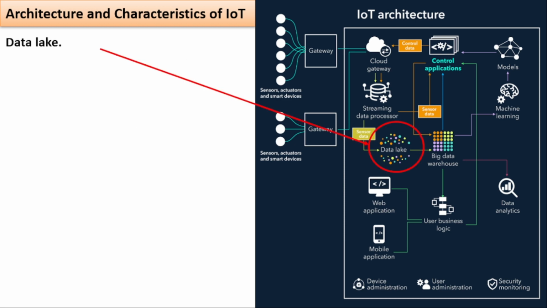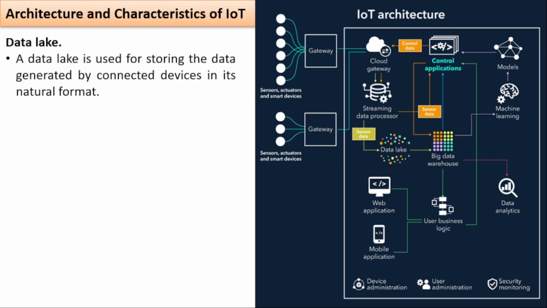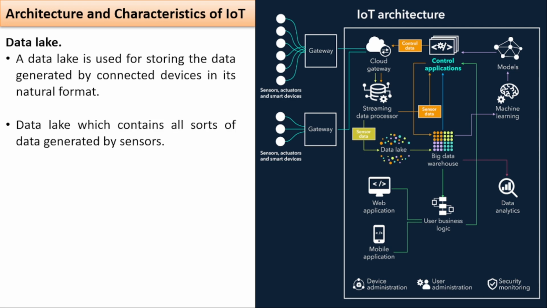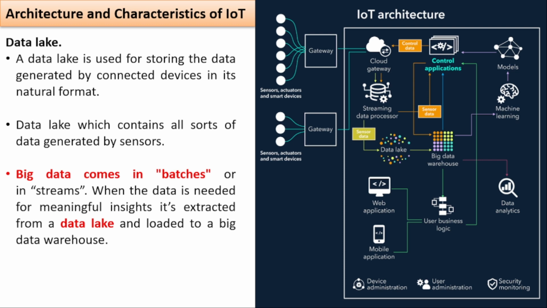No data can be occasionally lost or corrupted. A data lake serves as a repository for storing data produced by connected devices in its raw form. It aggregates various types of data generated by sensors, whether it arrives in batches or streams. To derive meaningful insights, data is extracted from the data lake and transferred to a big data warehouse when required.